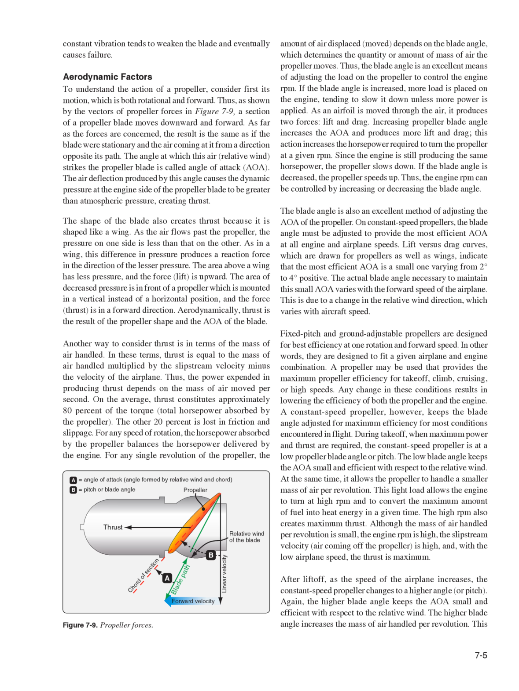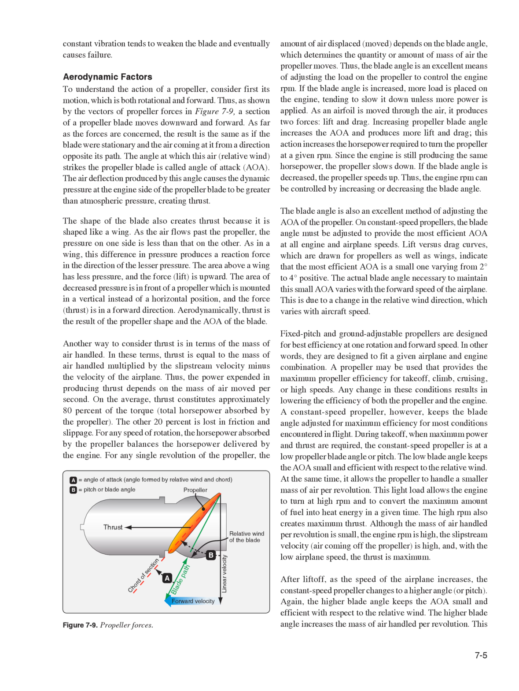During takeoff, when maximum power and thrust are required, the constant speed propeller is at a low propeller blade angle or pitch. The low blade angle keeps the AOA small and efficient with respect to the relative wind. At the same time, it allows the propeller to handle a smaller mass of air per revolution. This light load allows the engine to turn at high RPM and to convert the maximum amount of fuel into heat energy in a given time.